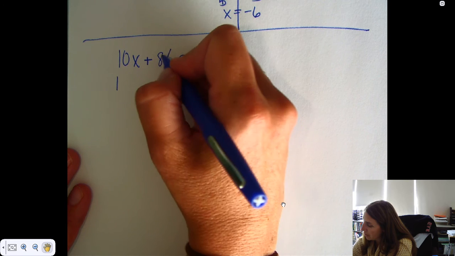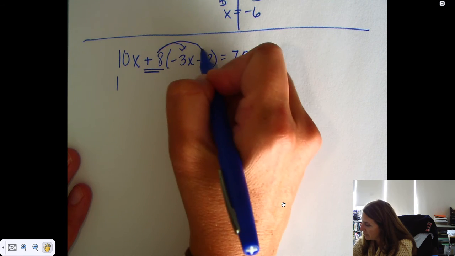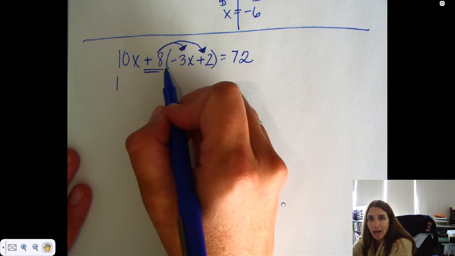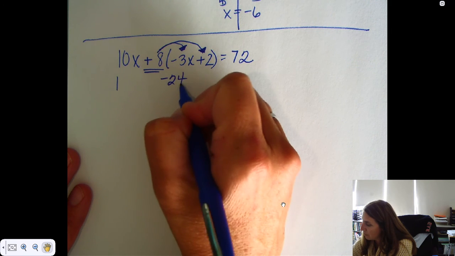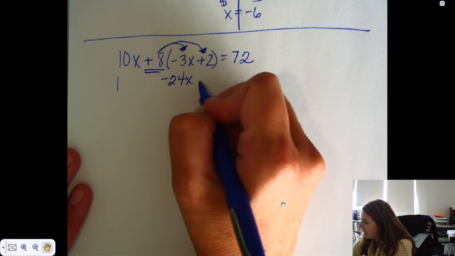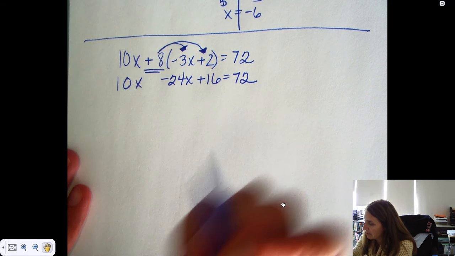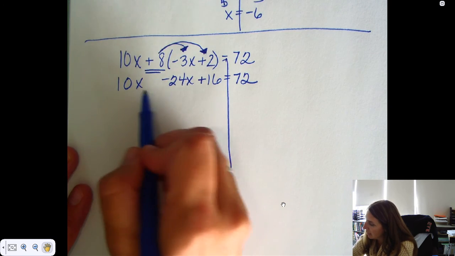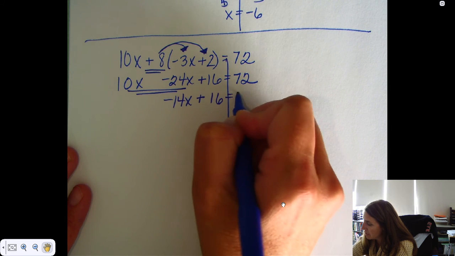So the first thing we need to do here is we need to distribute this positive 8 through, and that's a positive 8 this time. Notice how I'm calling it and talking about it. So we have positive 8 times negative 3x, that gives me negative 24x. Positive 8 times positive 2, I get a positive 16 equaling 72, and I bring down that 10x. My next step would be to keep cleaning up this side and combine like terms. I get negative 14x's plus 16 equals 72.